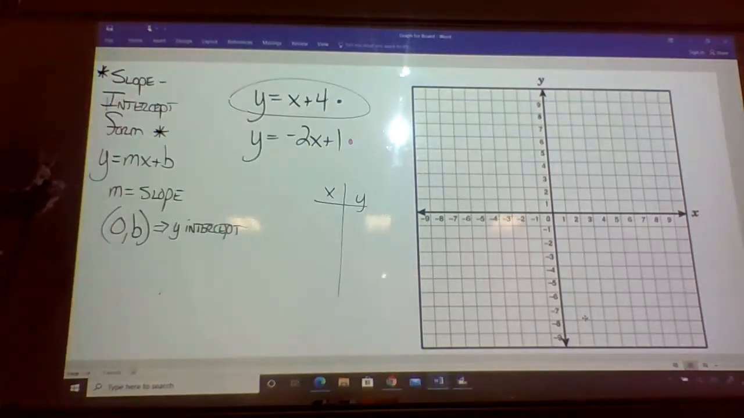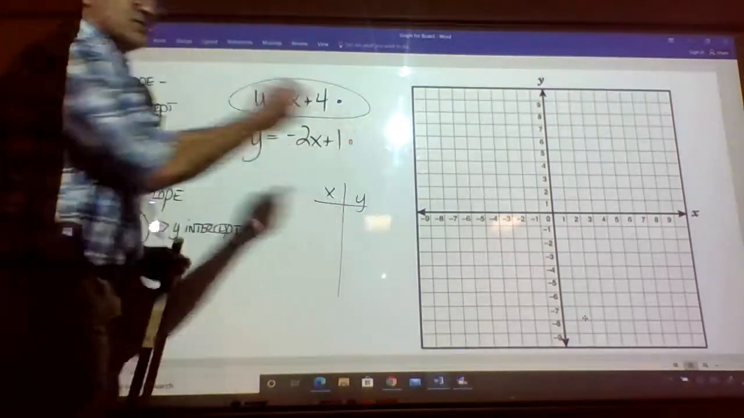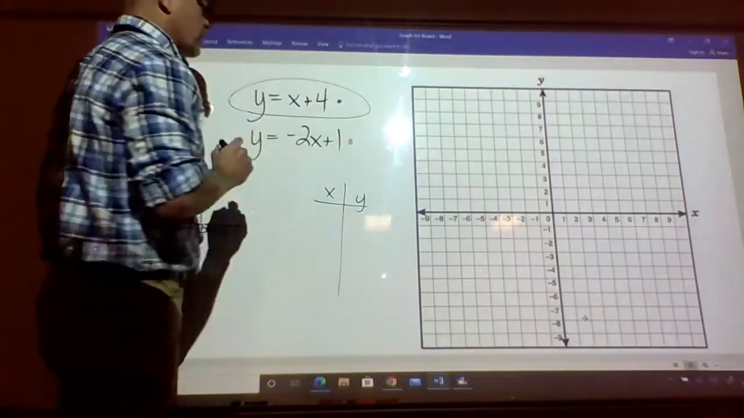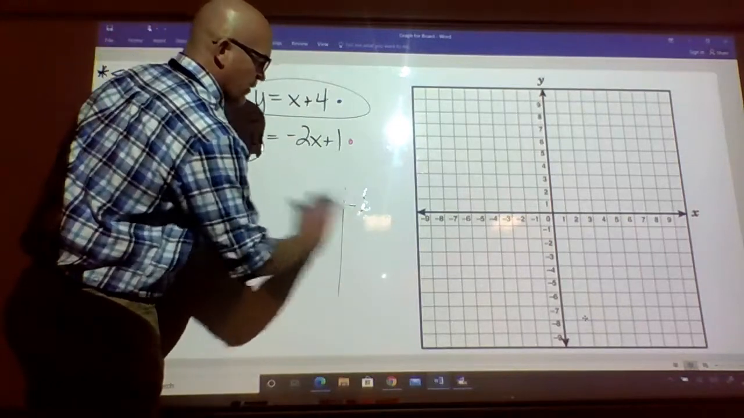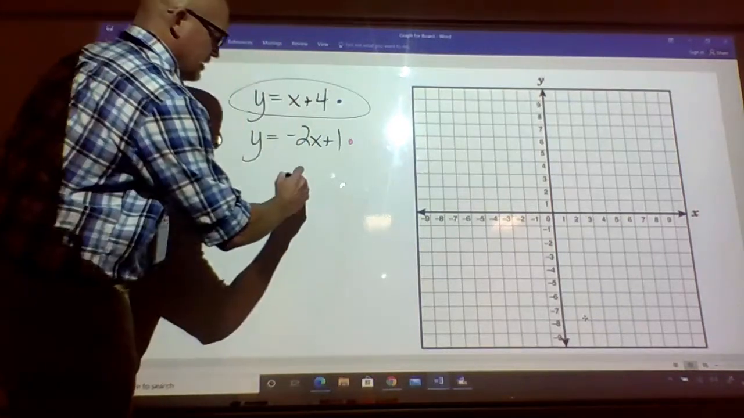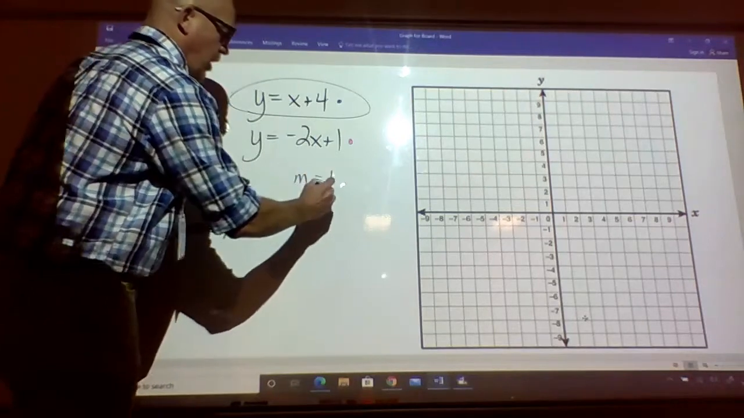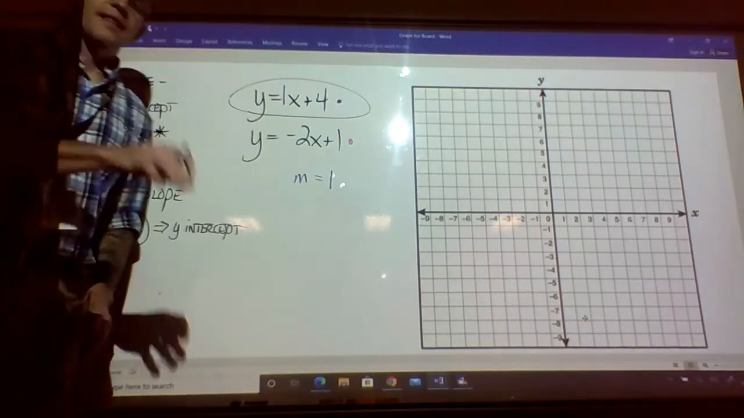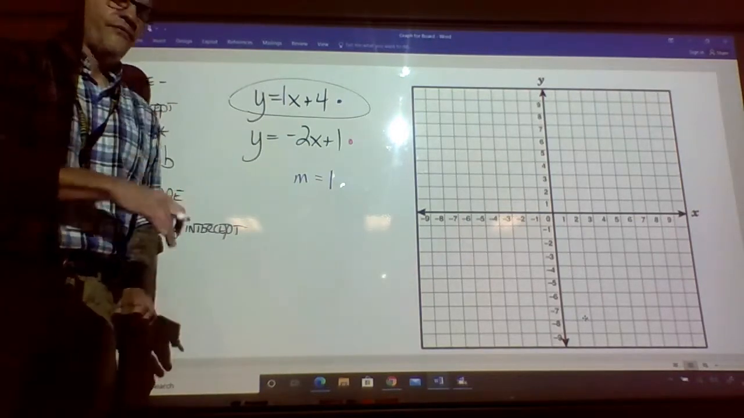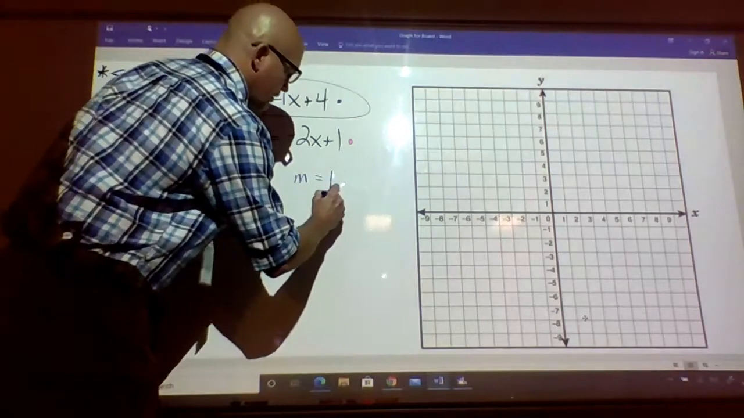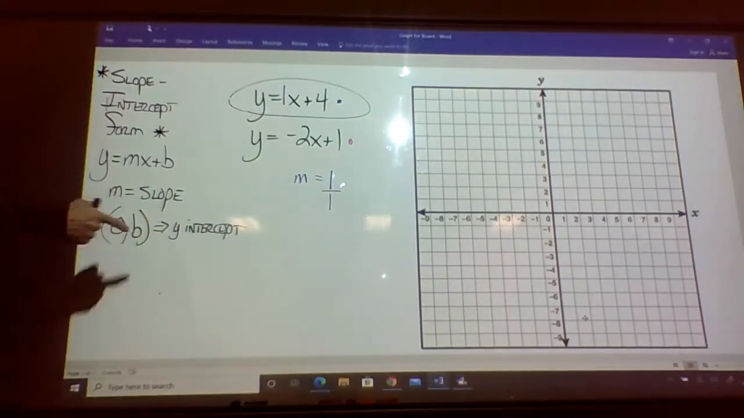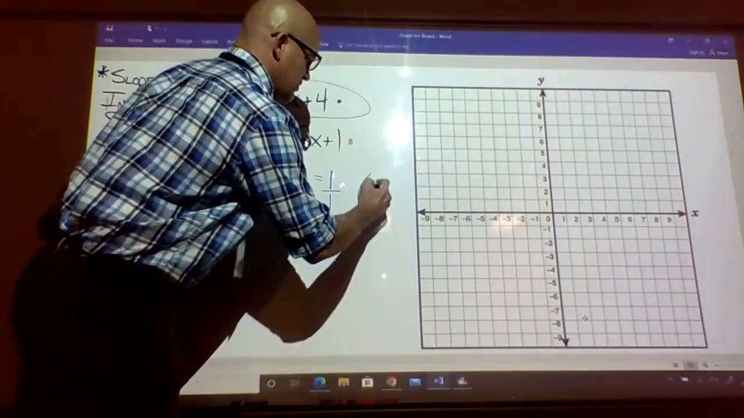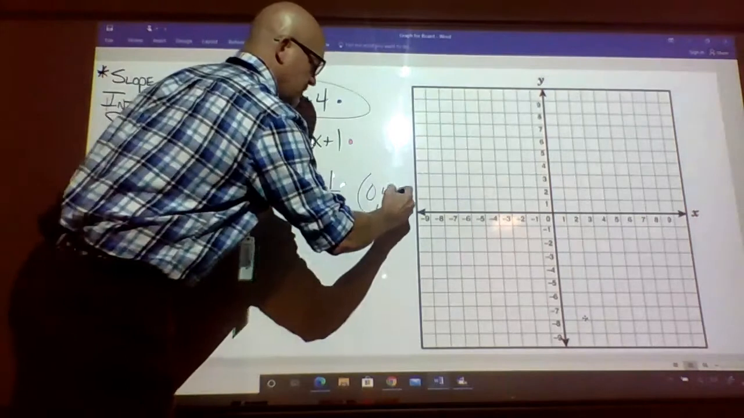We'll start with that first one, and I put a little purple dot by that, so I'm going to do that in purple so you can see what it is. Looking at this one, I've got a slope of 1. Since there's no coefficient in front of the x, we know there's a 1 there. Since we like to see the slope in fraction form, I will make that 1 over 1. Then the other part is my y-intercept, (0, b). So my y-intercept here is (0, 4).